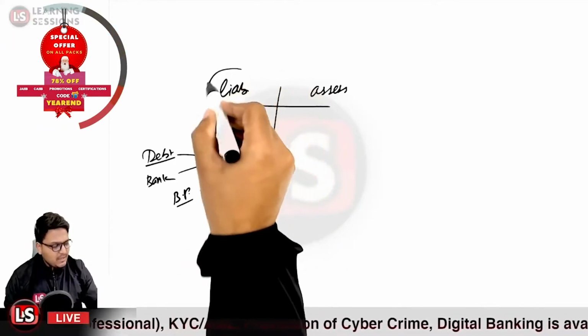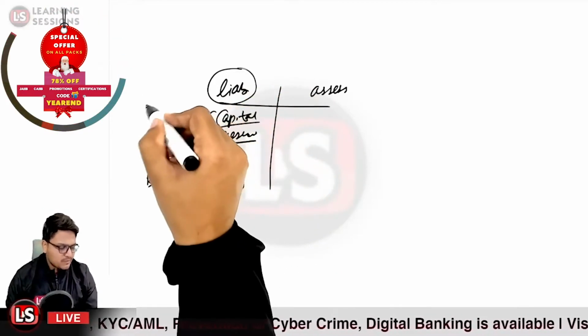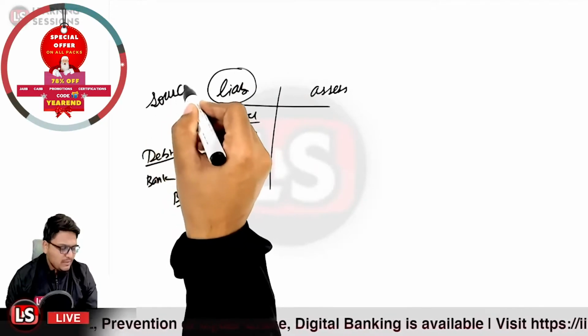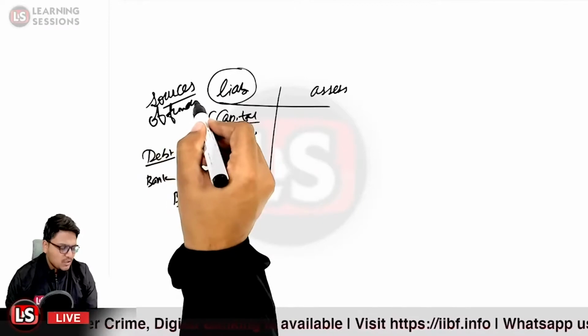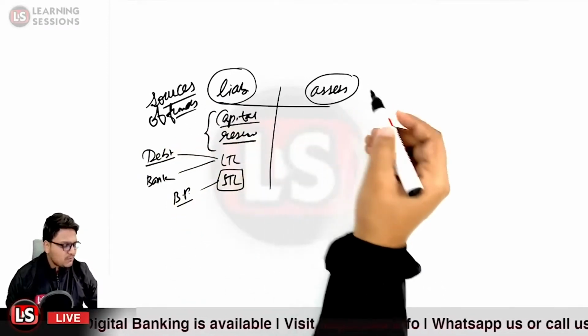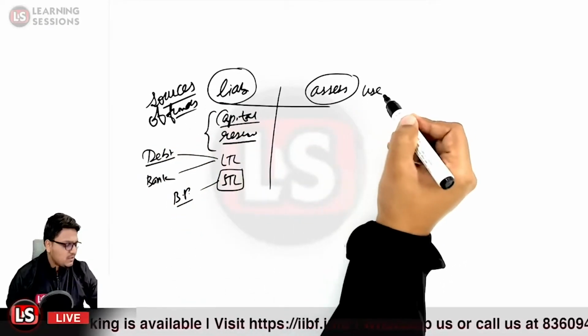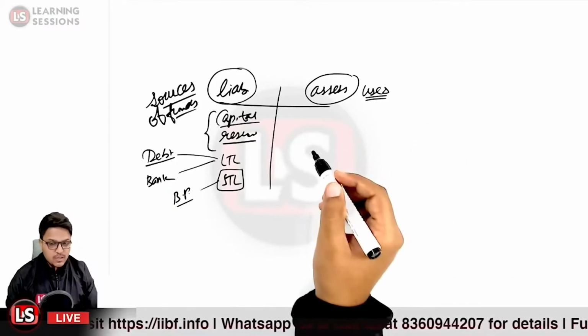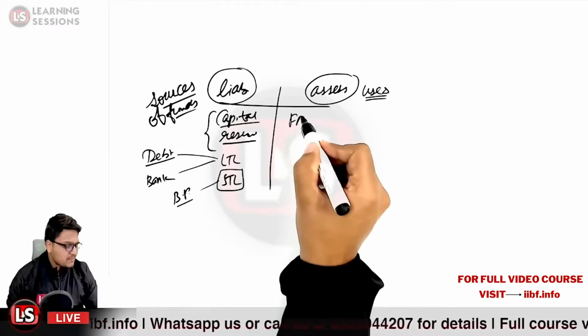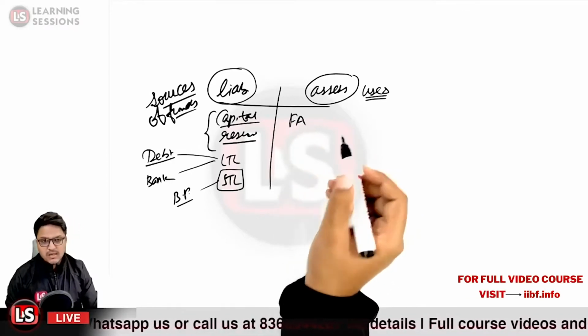And the liabilities are basically the sources of funds. We have already gone through the fact that liabilities are the sources of funds. Whereas the assets are the uses of funds. So assets basically show us the area where we have used funds. So these are uses of funds. Likewise, we have the fixed assets: plant, machinery, building, all these are fixed assets.